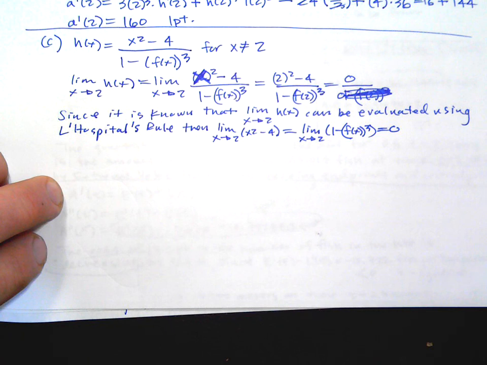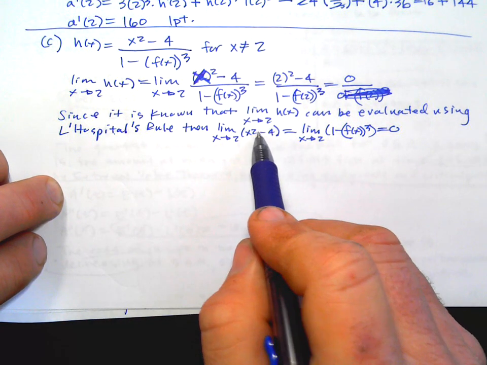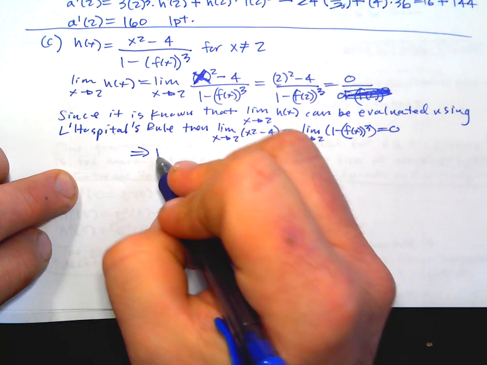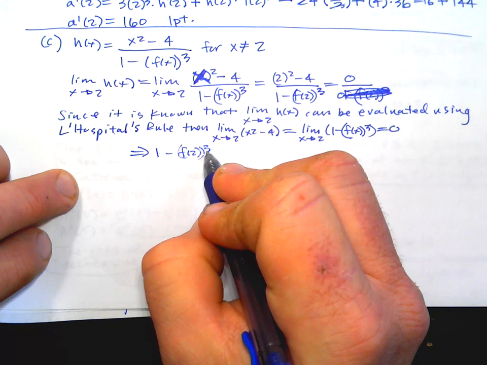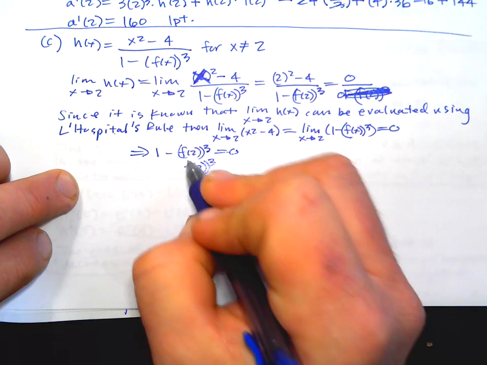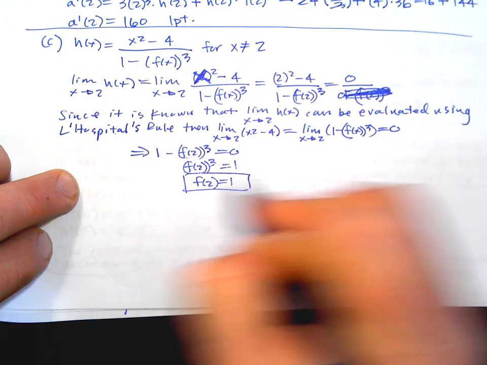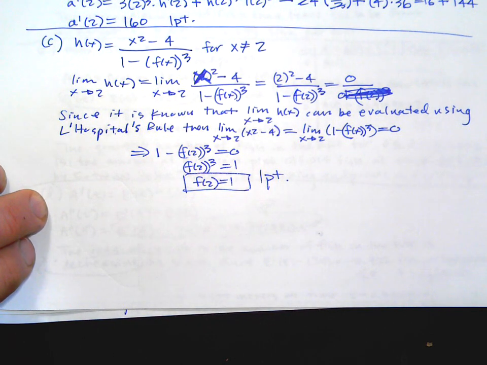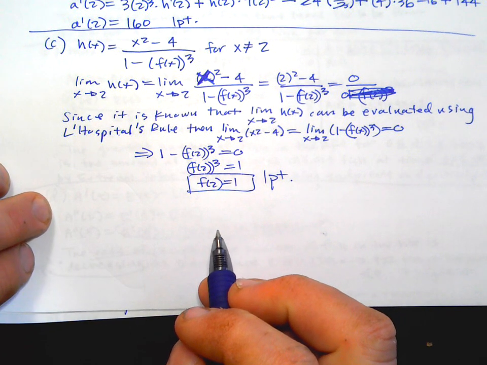So we can use L'Hopital's rule, but we're going backwards. We're saying since we know we can use L'Hopital's rule, then this should equal this, should equal 0. And so from that, we're going to say, all right, well, 1 minus f of 2 cubed equals 0, which means that f of 2 cubed equals 1, which means that f of 2 equals 1. So that's a point. Now, this is worth 4 points, so we got a lot of points here. Now, we also need to find f prime of 2, okay?